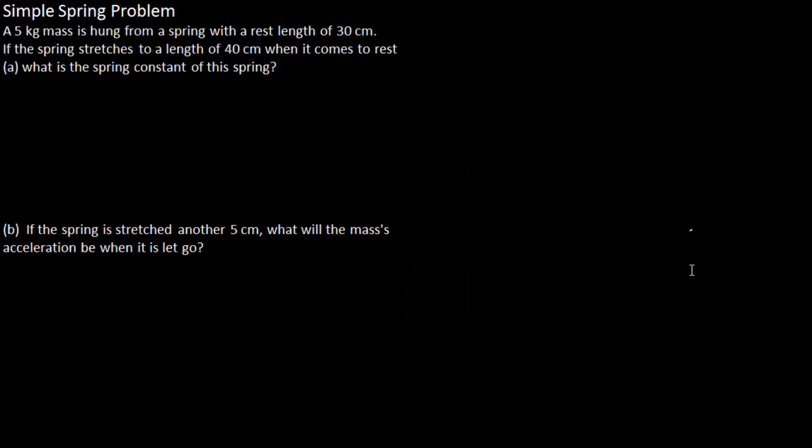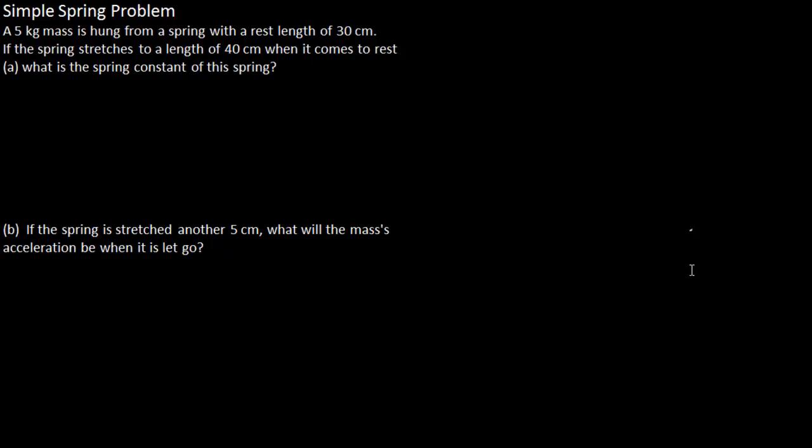Today we're going to work through a simple spring problem. The problem states a 5 kilogram mass is hung from a spring with a rest length of 30 centimeters. A: If the spring stretches to a length of 40 centimeters when it comes to rest, what is the spring constant of the spring? And B: if the spring is stretched another 5 centimeters, what will the mass's acceleration be when it's let go?